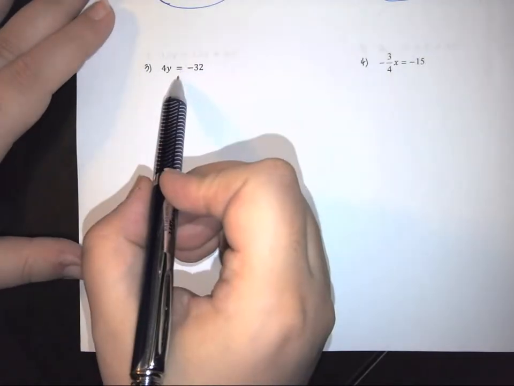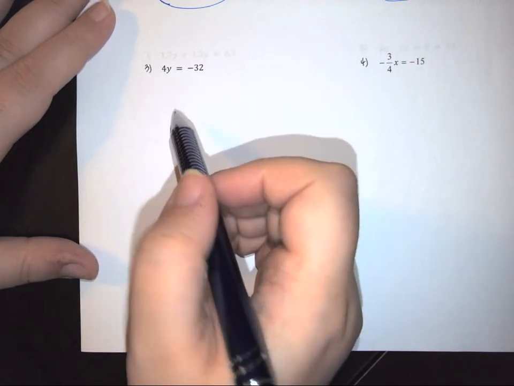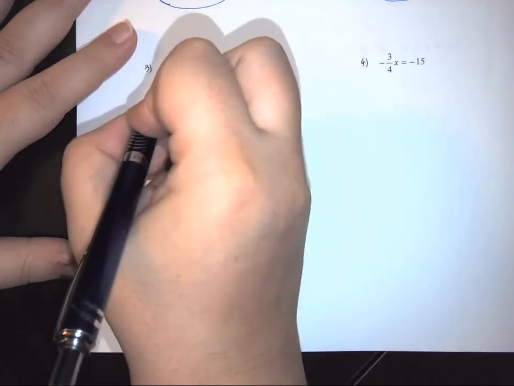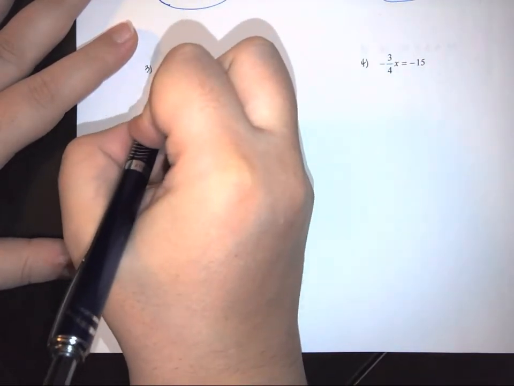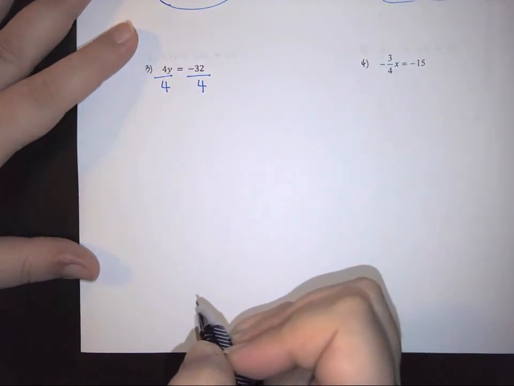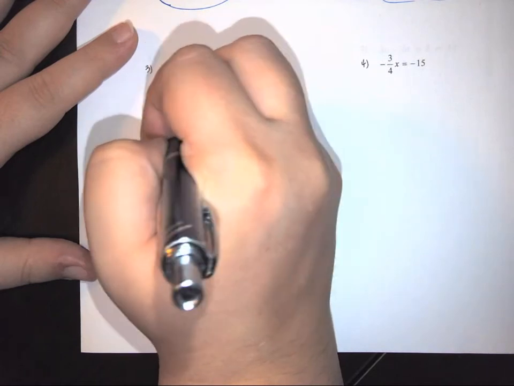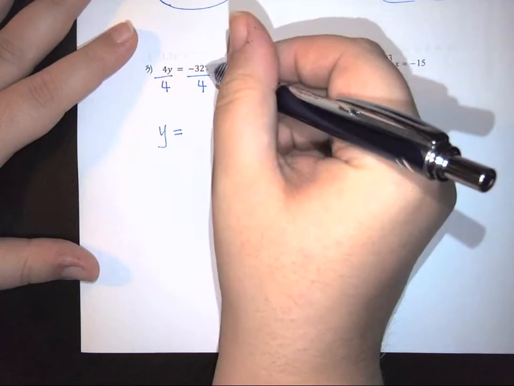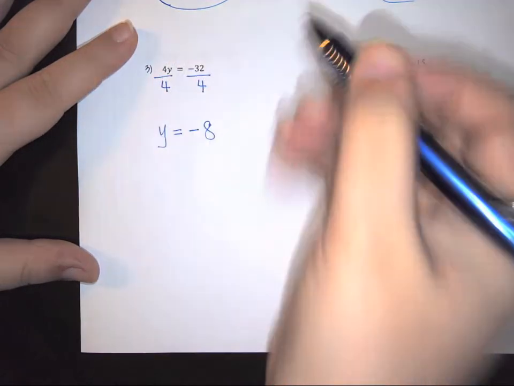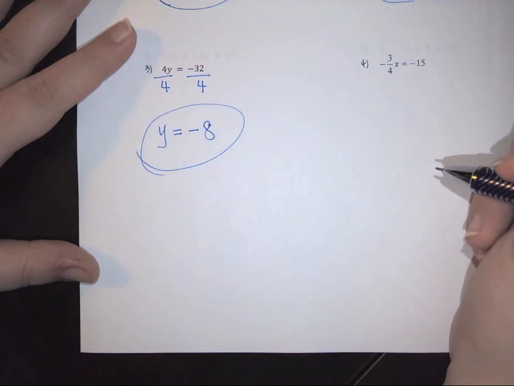In looking at this next problem down here, I have 4y equals negative 32. I have to isolate my y, and in this case the only way to do that is to divide by 4. Whatever you do on one side, you have to do on the other. Dividing by 4 says that the 4 is going to go away, and then on the other side, negative 32 over 4 is going to give me a negative 8. Since my y is by itself, that's all I have to do.